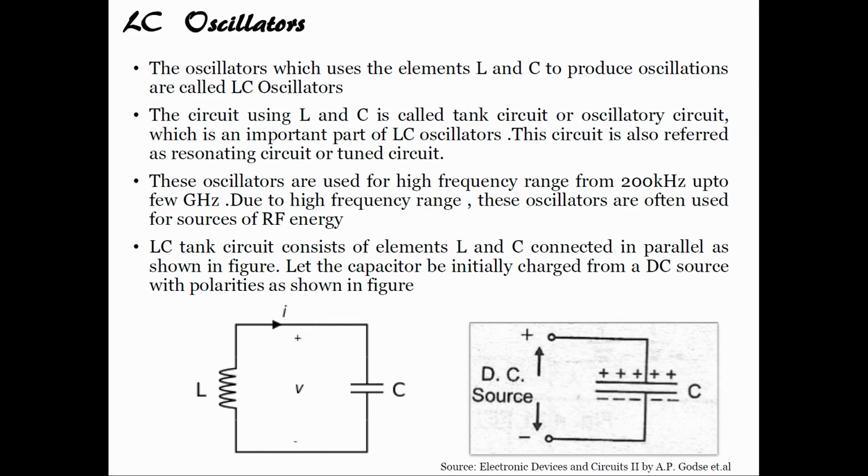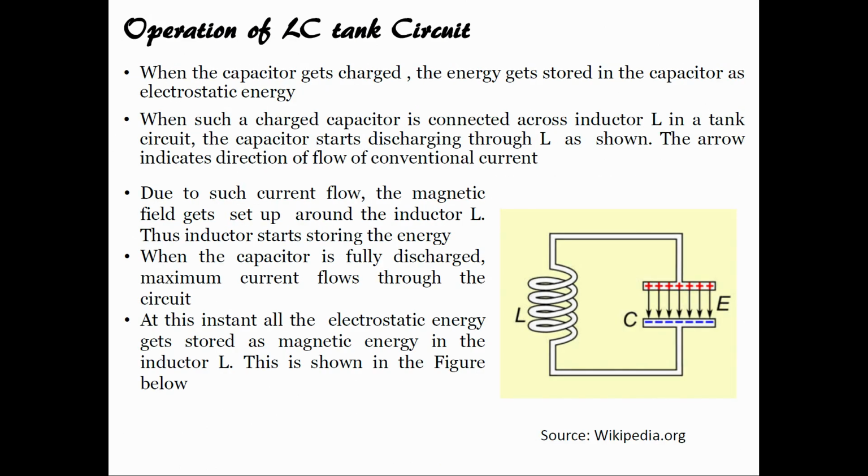Since the frequency range is high, these oscillators are also referred to as sources of RF energy. The LC tank oscillator circuit consists of L and C connected in parallel as shown in the figure. Let the capacitor be initially charged from a DC source with the polarity as shown in the figure. When it charges, the energy stored in the capacitor is electrostatic energy, and when such a capacitor is connected across an inductor, the capacitor will start discharging.